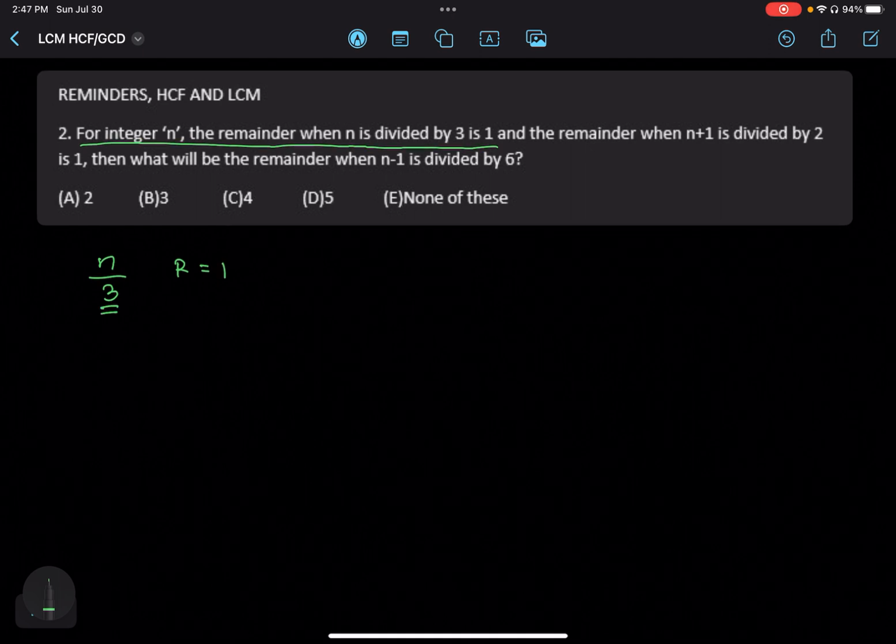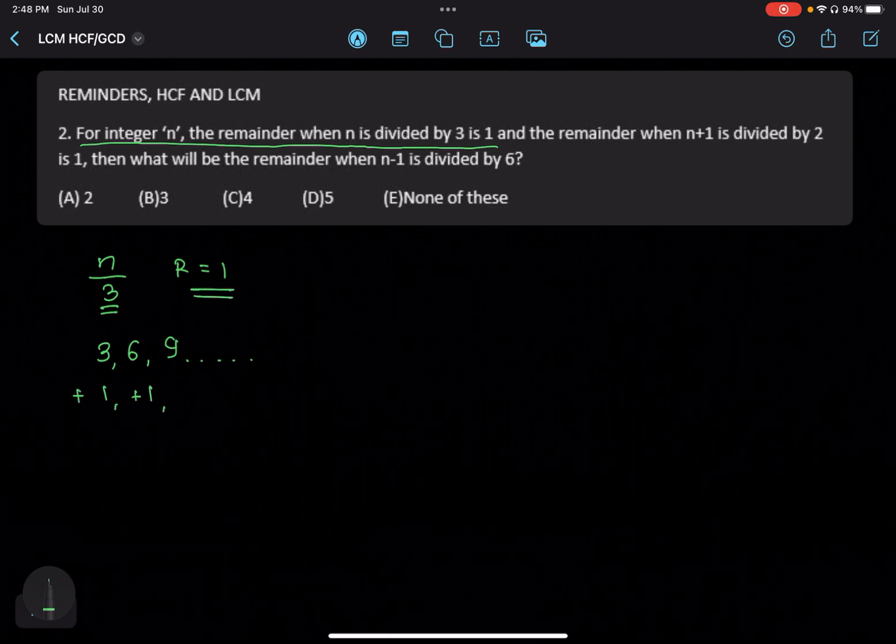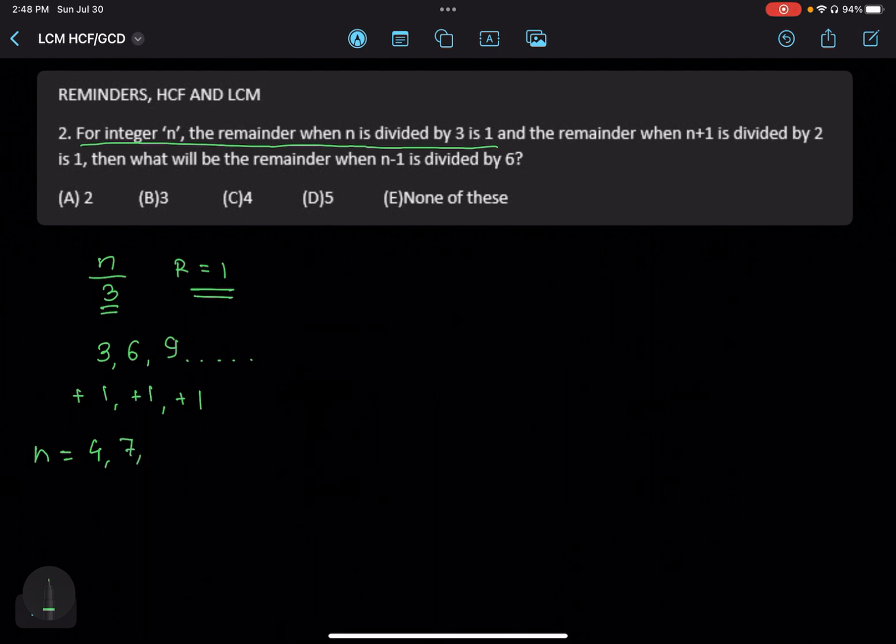So we can check the multiples of 3. What are the multiples of 3? 3, 6, 9, and it can keep going on. Now, as the remainder is 1, what will I do? Add 1, add 1, add 1. So n should be either 4, 7, 10, and so on.